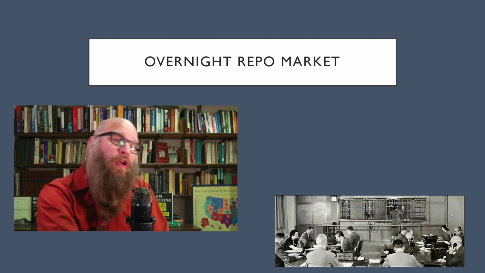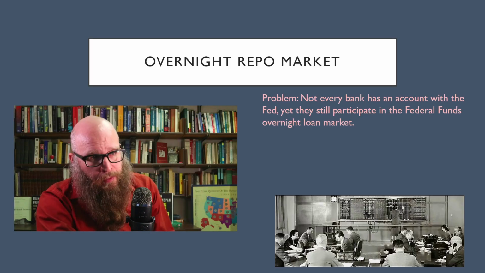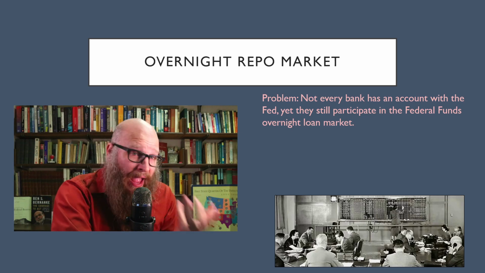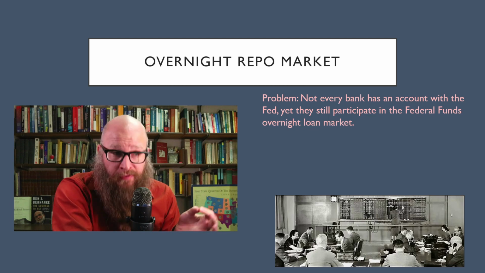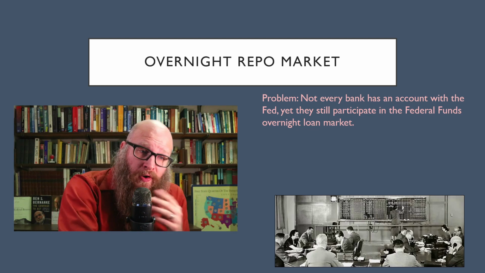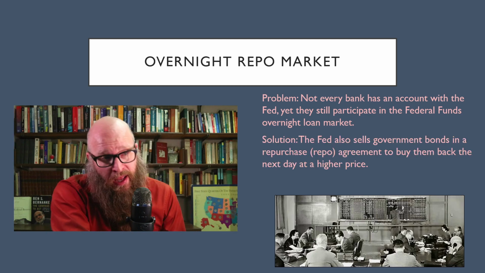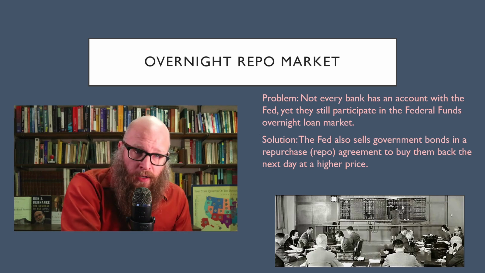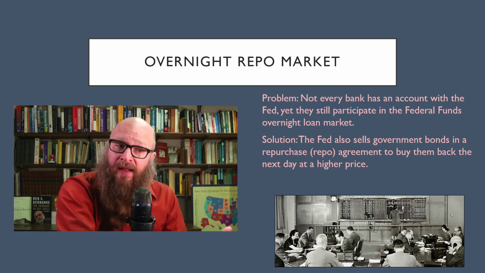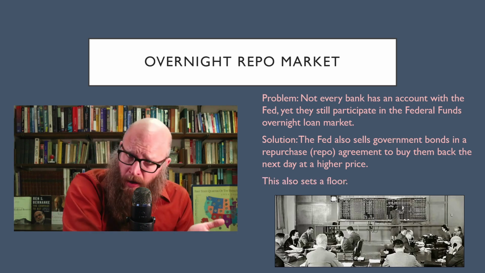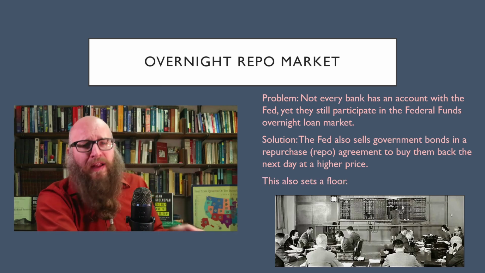The next tool is the overnight repo market. We have a bit of a problem. Not every bank has an account at the Fed, yet they still participate in the federal funds overnight loan market. So how are we going to influence them? Well, the Fed also engages in selling government bonds in a repurchase, shortened to repo, agreement to buy them back the next day at a higher price. This also sets a floor. So we have 2 floor instruments.